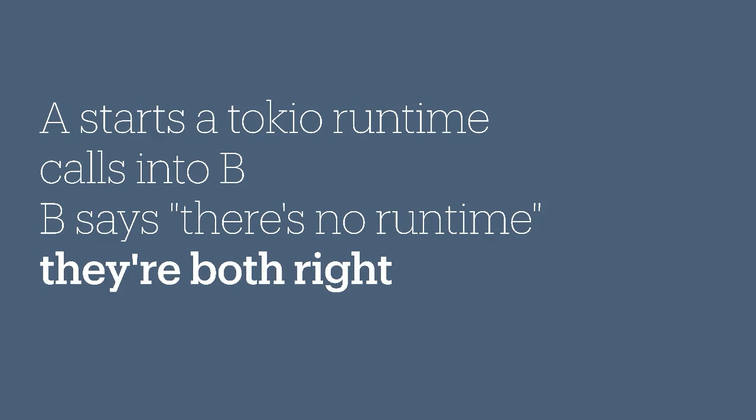But you have that problem where the application starts the Tokyo runtime and it calls into the module. And the module says, there's no ambient runtime. This thread does not currently have a runtime set up. And they're both right. A thinks there's a runtime, B thinks there's no runtime, because there's 2 copies of the thread local variable that stores what runtime is currently active, the ambient runtime, as I like to call it.